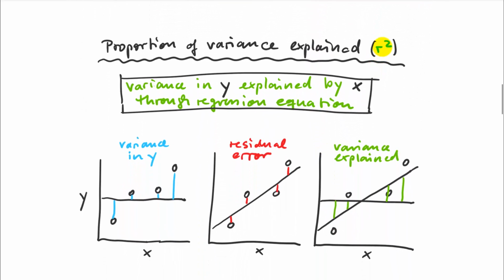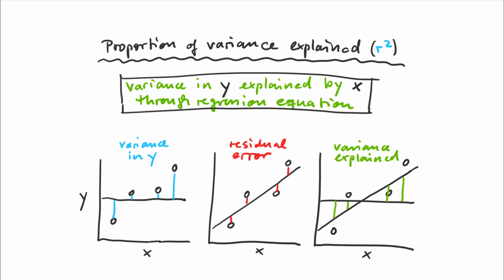And that Pearson correlation coefficient is also related to the proportion of the variance explained. So that's the R² value. And that is a variance in y explained by x through that regression equation. And you can visualize it like this. So if you have a y and an x variable and you do a scatter plot of this, you can also think of the variance in y in isolation.